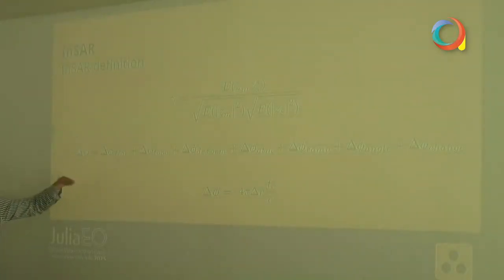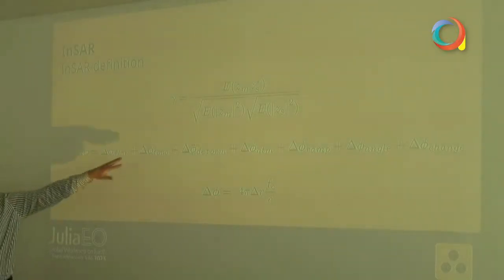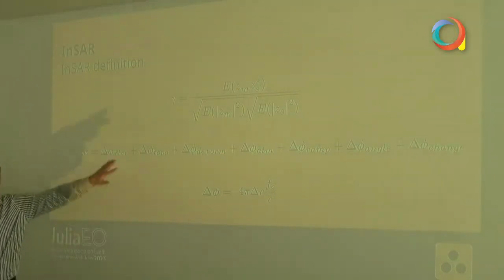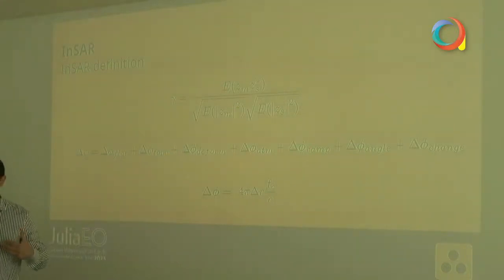I have the formula here, so I can mention it now. The phase change is due to a lot of different terms. We have a phase change just due to the different position of the satellite. If we imagine the Earth was completely flat and we had two images over the same region, the satellite will not be in exactly the same location. That change in location creates a phase term, and that creates some ripples, which can be calculated easily and removed.